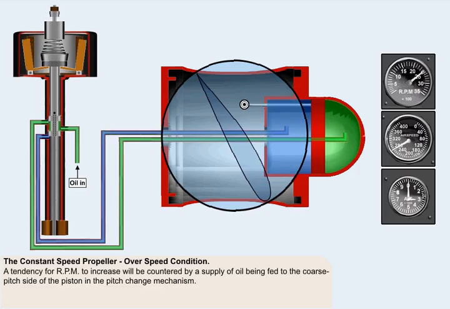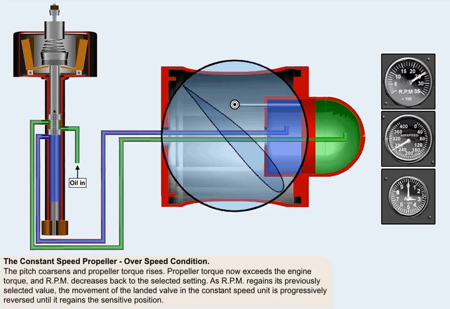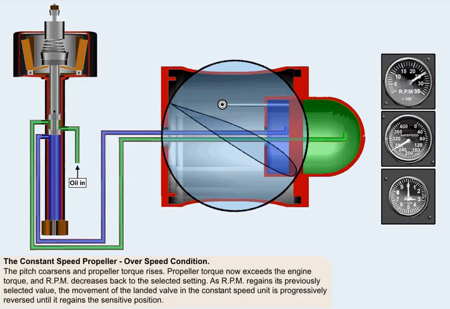As we've seen already, a tendency for RPM to increase, an overspeed condition, will be countered by a supply of oil being fed to the coarse pitch side of the piston in the pitch change mechanism. As is shown in this animation, the pitch will then coarsen and propeller torque will rise as a result of the increase in the blade angle of attack. Propeller torque now exceeds the engine torque and will cause the RPM to decrease back to the selected setting.